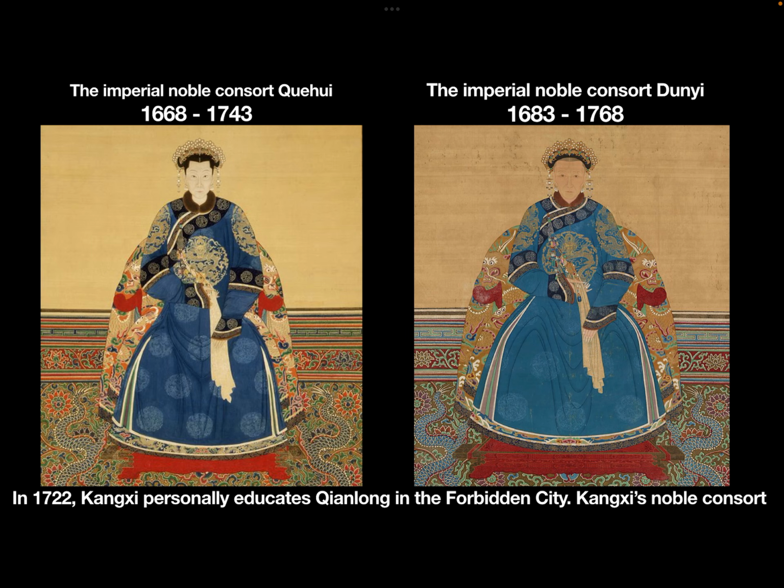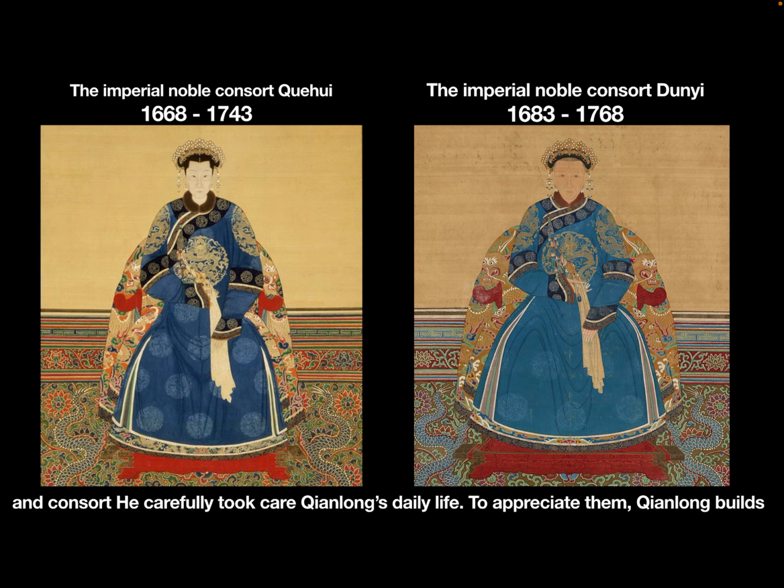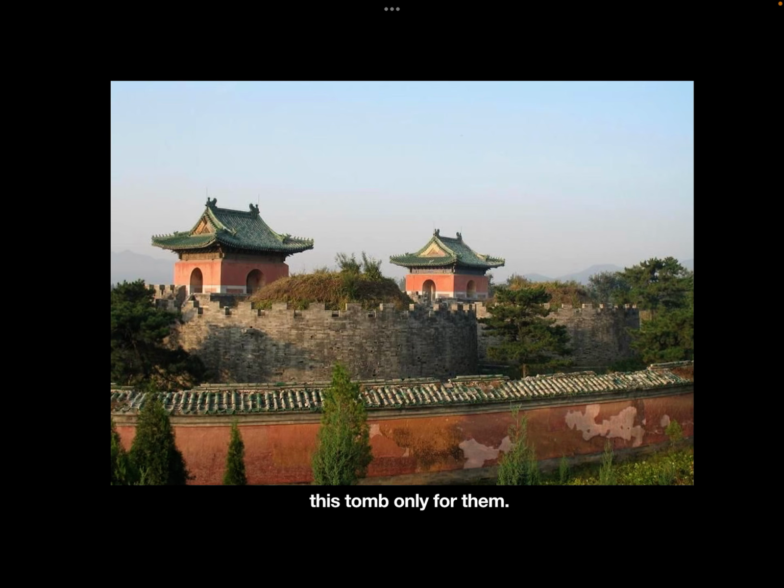In 1722, Kangxi personally educates Qianlong in the Forbidden City. Kangxi's noble consort and the consort He carefully took care of Qianlong's daily life. To appreciate them, Qianlong builds those tombs only for them.